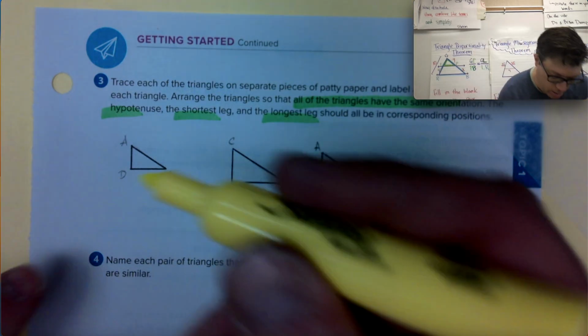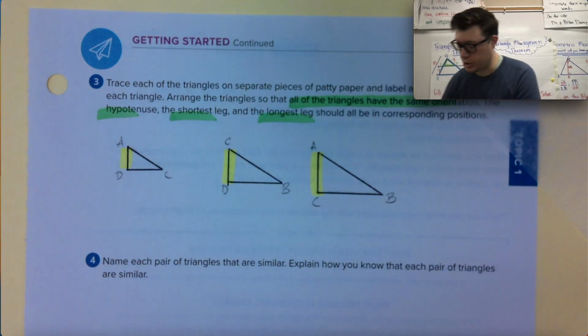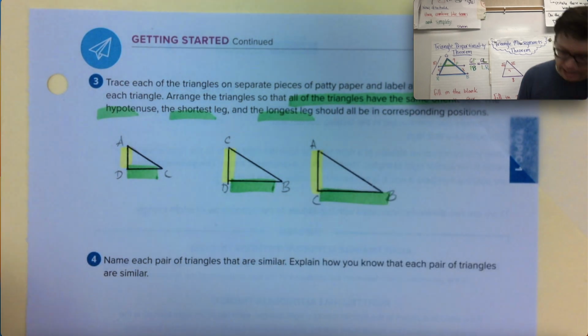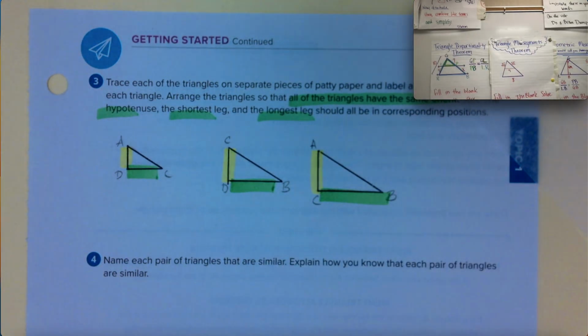Now, short leg, short leg, short leg of the right triangle. Longer leg, longer leg, longer leg of the right triangle. Be right back.